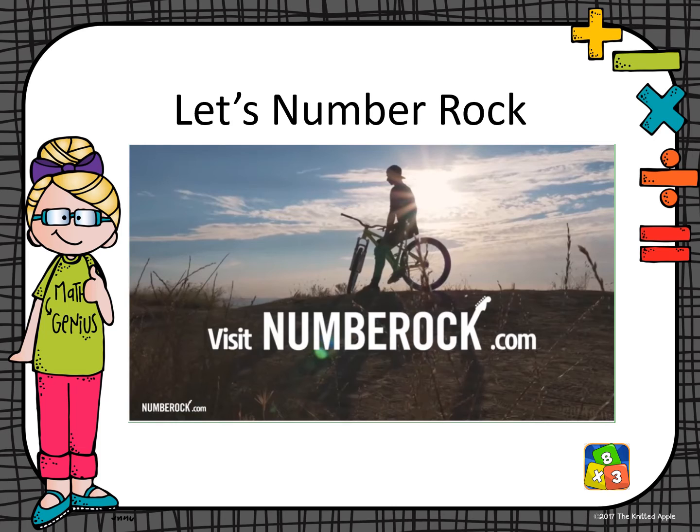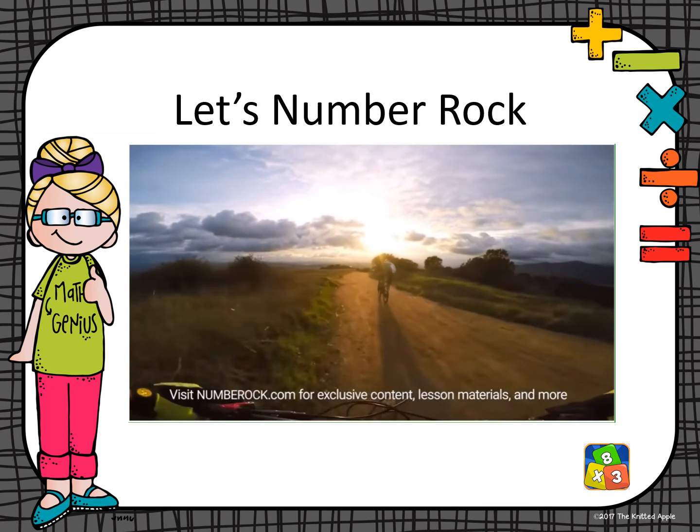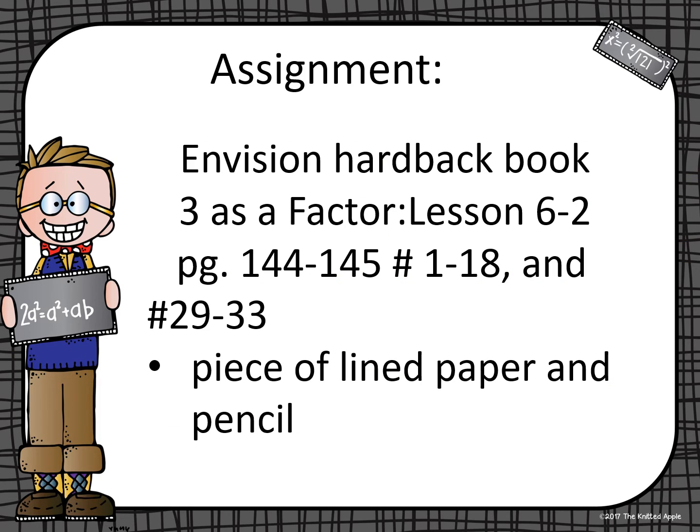Okay, so now what I want to do is take a look at our assignment for today. This is going to be in our hardback book on 3 as a factor, lesson 2-6. You are going to be on page 144 and 145 of your hardback book. Remember, this is your hardback book. You're going to need a piece of lined paper and a pencil. So on page 144 and 145, you are going to work on problems 1 through 18 and numbers 29 through 33.